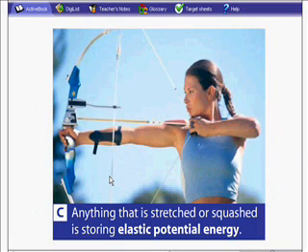In this picture, the woman has used the chemical energy in her muscles to pull back the bow, which has now stored that energy as elastic potential energy. Elastic energy can be found in springs as well as elastic bands and bows and arrows. When she lets go, the elastic potential energy will turn into kinetic energy as the arrow is fired.